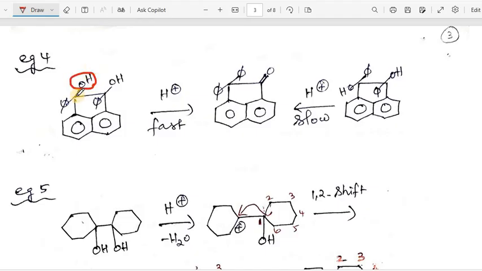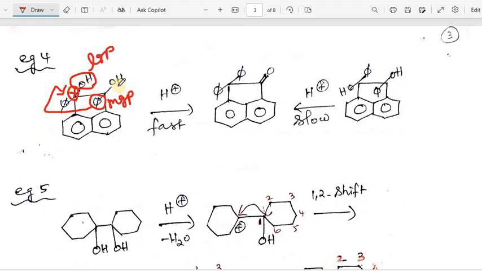After the removal of OH, this carbon will have a positive charge. And the group which is trans to the leaving group is the migrating group. After the removal of this OH, this carbon will have a positive charge. Therefore, this phenyl group will get migrated here.